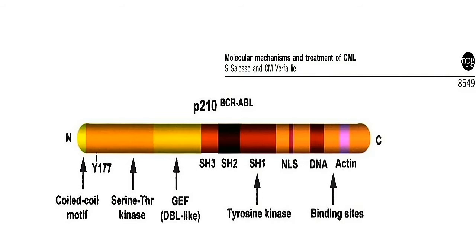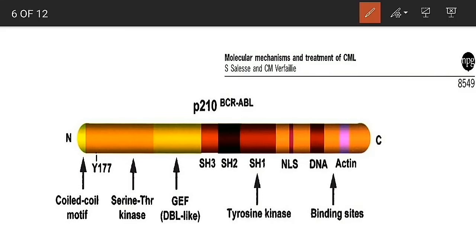Now if we look at the BCR portion, there is the presence of a coiled-coil motif or the oligomerization domain, and there is the presence of tyrosine 177, and it is present for the GRB2 binding site. Now there is also the presence of a phosphoserine-threonine rich SH2 binding domain, and there is also the presence of a RHO-GEF, that is a DBL-like domain, in the BCR region.